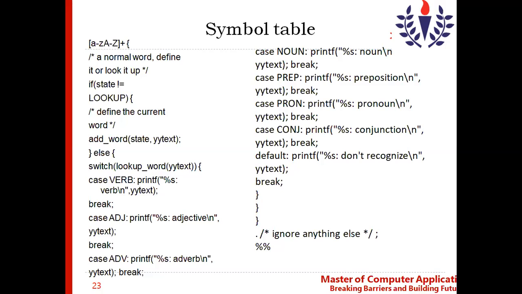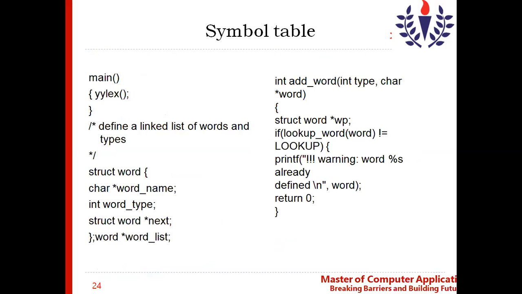For that, we have the if statement. If the state is not equal to lookup, then it has to add the word into the linked list. If the state is equal to lookup, then it has to find the word from the linked list. So this is the rules section part. Now we will move on to the main function, where we have the function definitions also. In the main function, we call yylex.